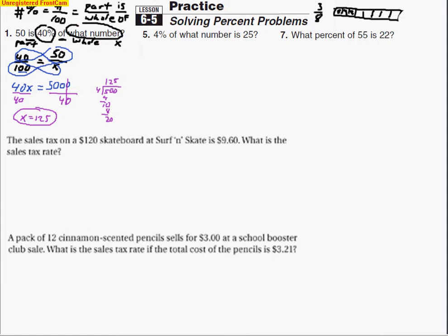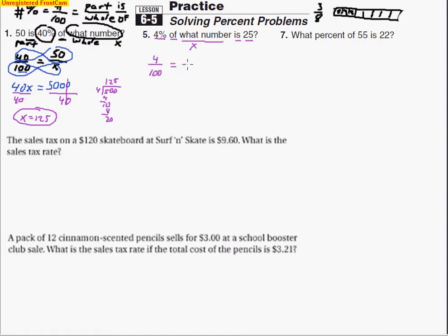Let's move on to the next one. Here we've got 4% of what number? So 4% of x is 25. Let's set it up. So we've got the number over 100, that's the percent, 4 over 100, equals of what number?